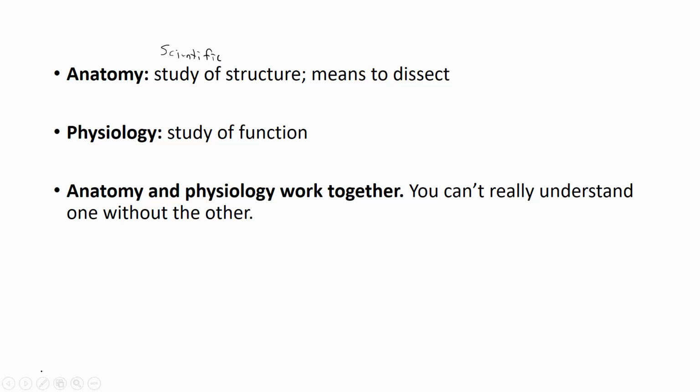Later on, when you take just gross anatomy and just physiology, you end up, for anatomy, memorizing a lot of stuff. They don't talk so much about function the same way we will in this course. But if you understand the function, it is really going to help you learn and remember that anatomy.